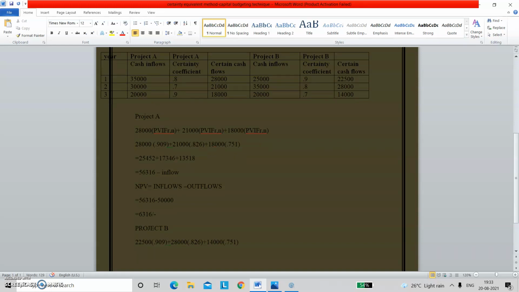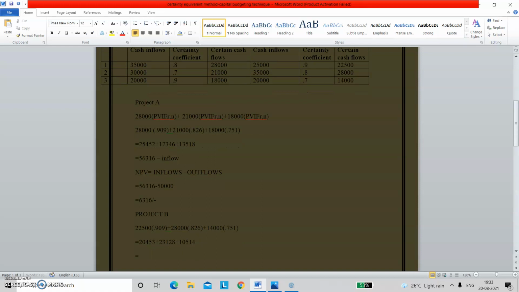So if we multiply for project B, we get 22,500 multiplied by 0.909. This is 20,453, right? Then 28,000 multiplied by 0.826. This is going to give me 23,128. And for the third, the value will be 14,000 multiplied by 0.751. This is 10,514. And the summation for this will be 54,095, right?